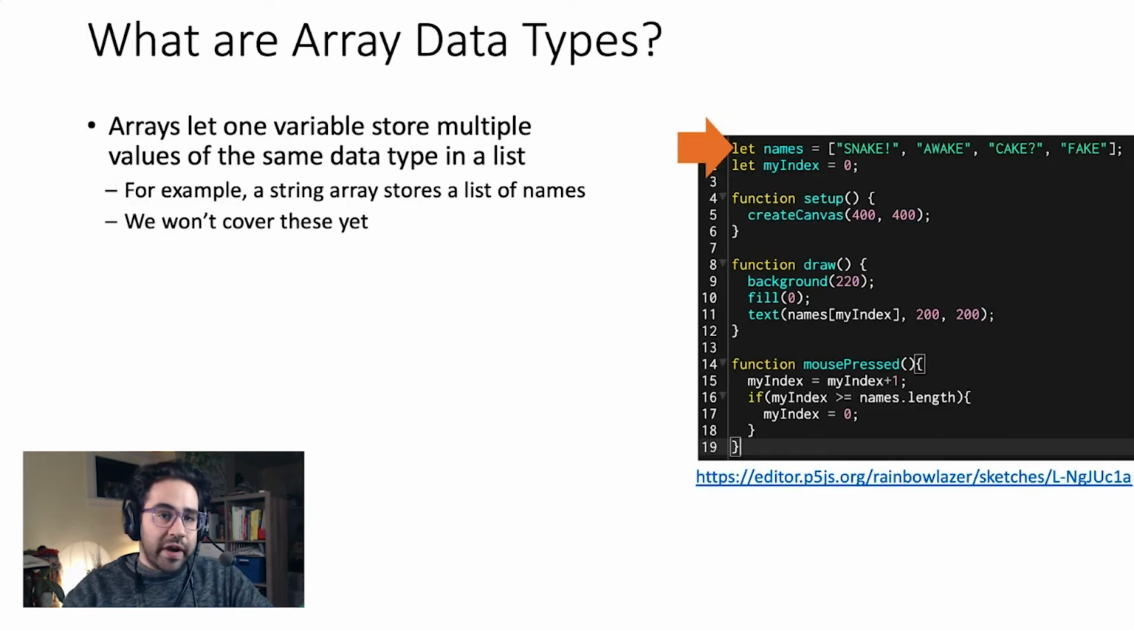We also have array data types. Arrays store multiple values of the same data type in a list. For example, a variable storing a string array might be used to hold a list of names. We're not going to cover arrays just yet, but they're super cool, and you can check out this example through the link in the description.